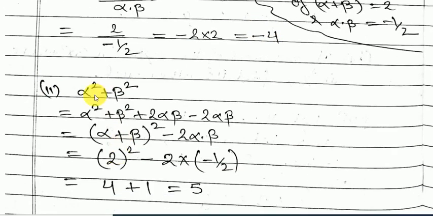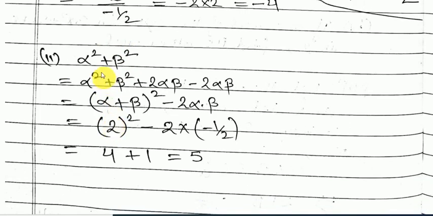Next, you have to find the value of alpha square plus beta square. I don't know alpha square plus beta square, but I know alpha plus beta and I know alpha into beta. So you have to write it in terms of alpha plus beta and alpha into beta. So what we can do is, to alpha square plus beta square I'm adding 2 alpha beta, and again I'm subtracting 2 alpha beta. The value is still the same, there's nothing changed, because you're adding and also subtracting.